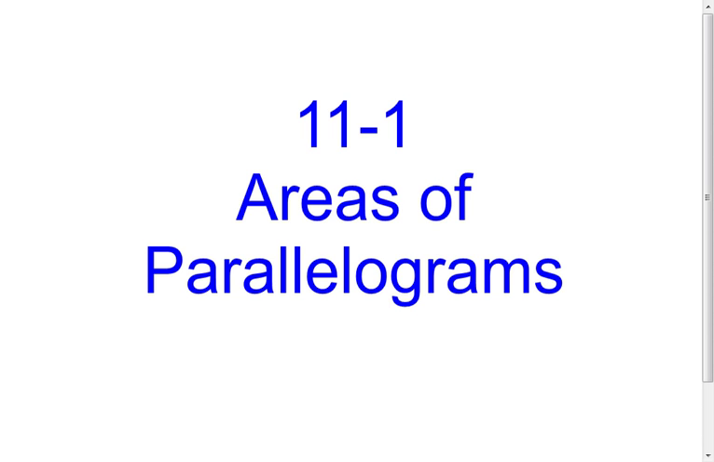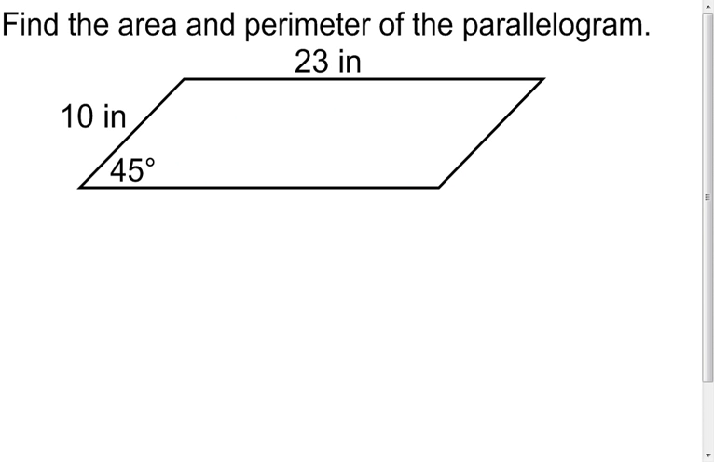Here I'm going to take a look at some examples of finding areas of parallelograms. In this first one I have two things. I want to find the area and I want to find the perimeter. I'm going to start with the perimeter, and I'm going to go back to my properties of parallelograms. I know that the opposite sides are congruent, therefore the other sides that aren't labeled will be 10 inches and 23 inches.